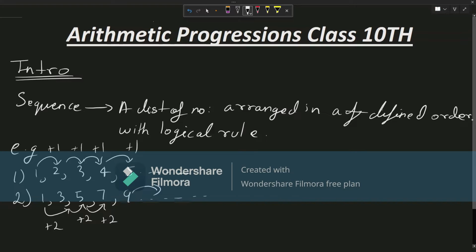And also there's one more thing that you guys need to know. Sum of sequence is series. Okay, so keep this in mind.